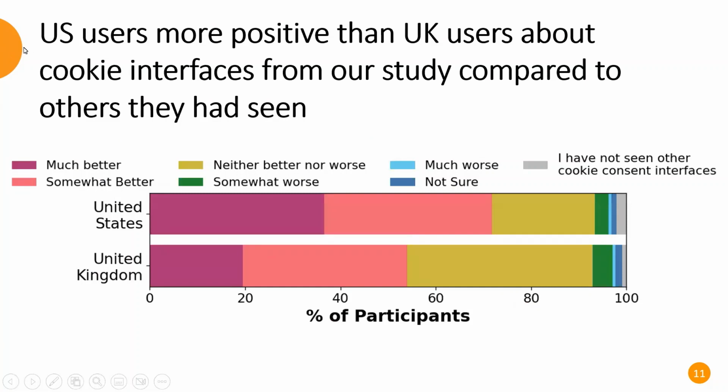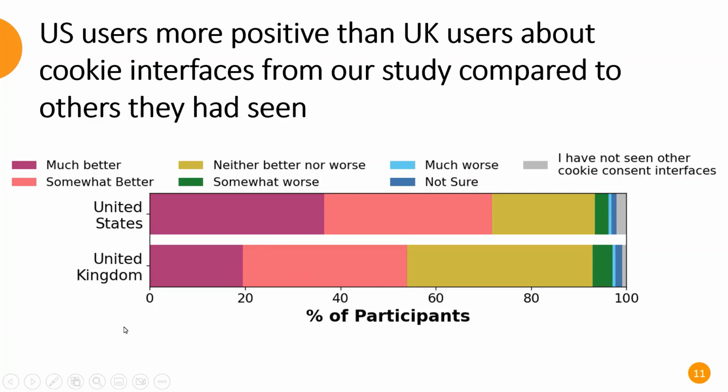Another result with regards to the country of residence was that US users were generally more positive about cookie consent interfaces than UK users. So this was across more than half of the sentiment questions that we evaluated in the survey. The one we're showing here in particular, where we asked users to compare the consent interface they saw to others they may have previously seen. And as you can see, in general, US users were more likely to say the interface was much better or somewhat better than UK users.